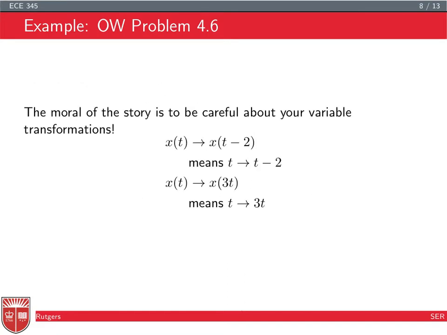So the rule here to remember is that if you replace x of t by x of t minus 2, this means that the delay is represented by replacing t by t minus 2, and the time expansion, you replace t by 3t, but this does not affect the delay. So this is why when you do the transformation t to 3t, it doesn't affect the delay of 2 in our example.